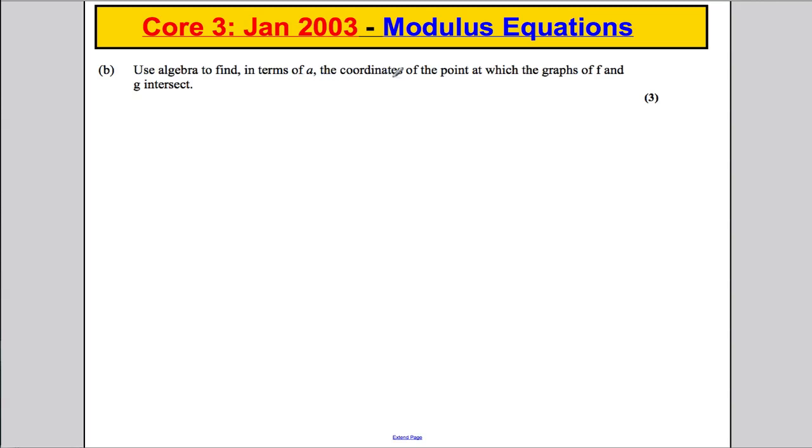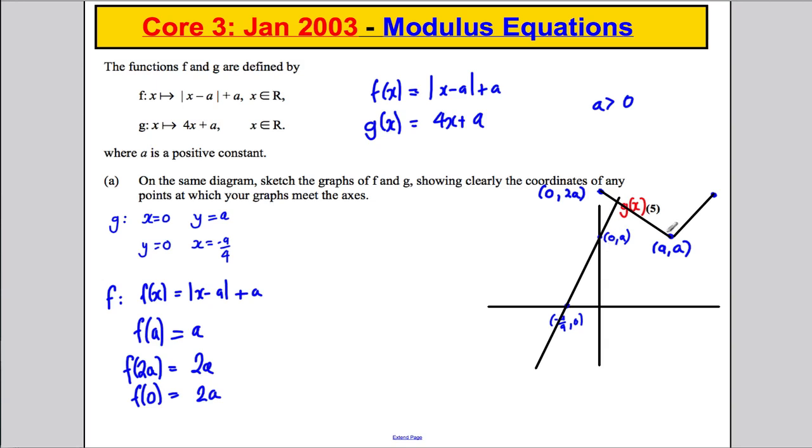Use algebra to find, in terms of a, the coordinates at which the graphs f and g intersect. Now look, we are dealing with this branch. This is the branch that will intersect with this line here. And it won't intersect later on, because the gradient of this line is 1 and the gradient of this line is 4, so this is steeper, so they will never intersect again. So they only intersect at that point.